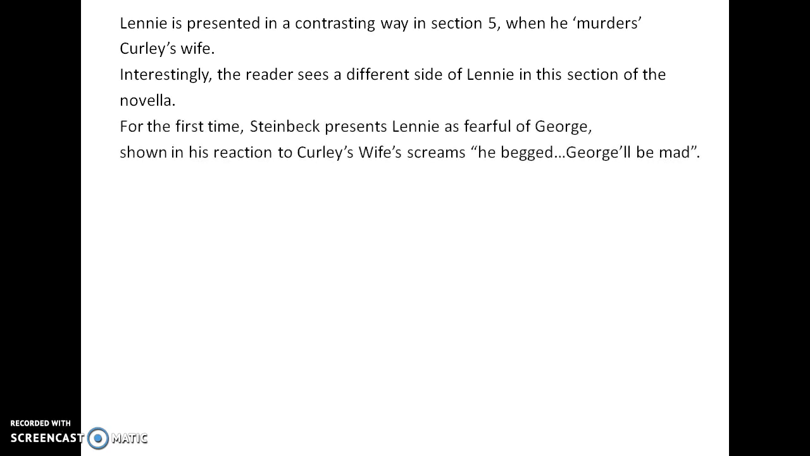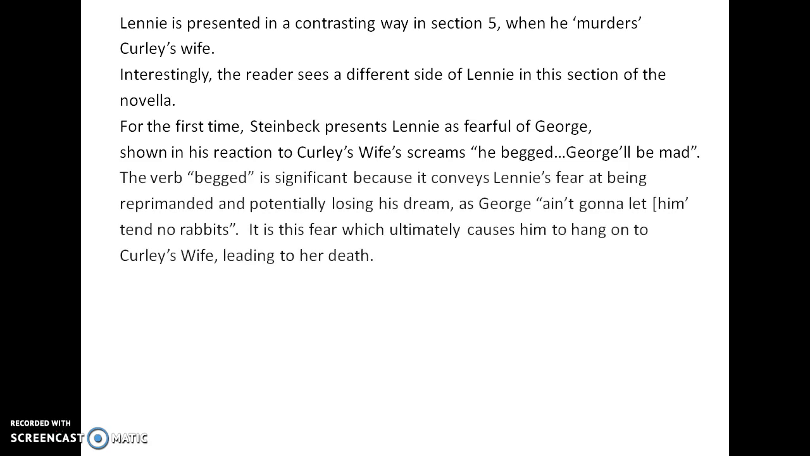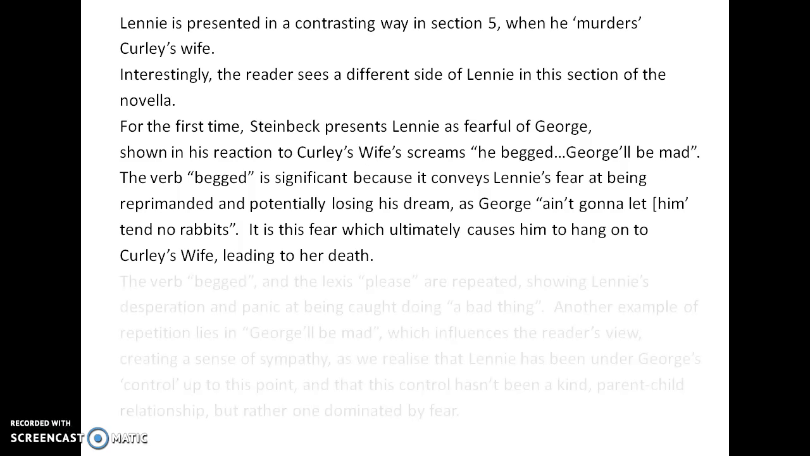For the first time, Steinbeck presents Lenny as fearful of George, showing him his reaction to Curly's wife's screams. 'He begged George would be mad.' Now I'm moving on to my language analysis. The verb 'begged' is significant because it conveys Lenny's fear of being reprimanded and potentially losing his dream, as George 'ain't gonna let him tend no rabbits.' It is this fear which ultimately causes him to hang on to Curly's wife, leading to her death.